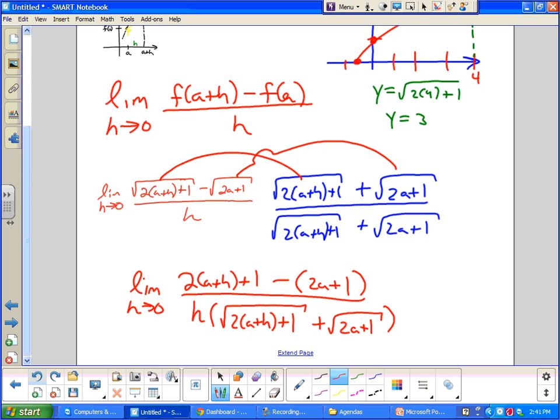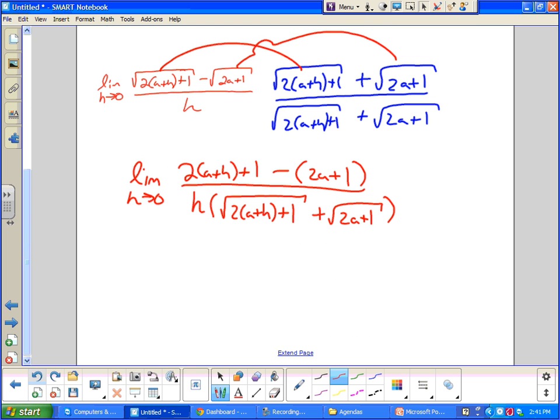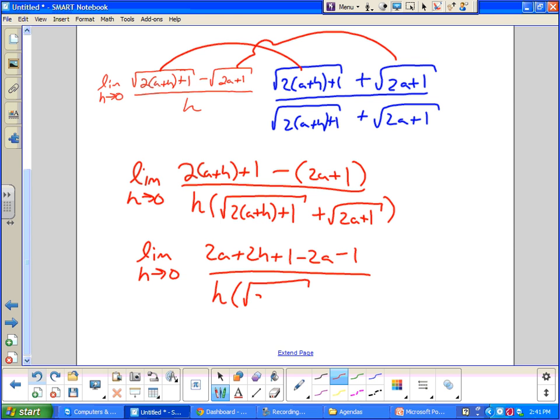All right, and here I am. I'm going to take extra steps today just so you see the algebra. I get 2a plus 2h plus 1 minus 2a minus 1 all over h times my conjugate, 2a plus 2h plus 1. I'll distribute it inside the radical there. 2a plus 1. Now, it's a lot of work.